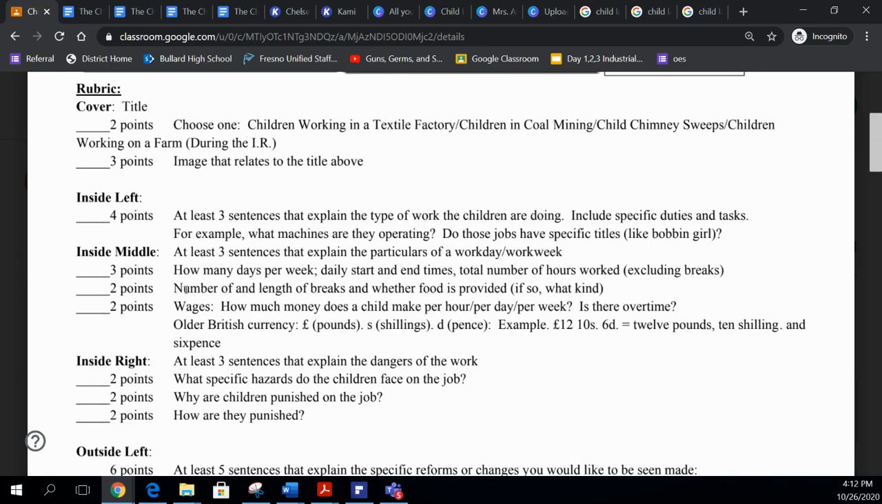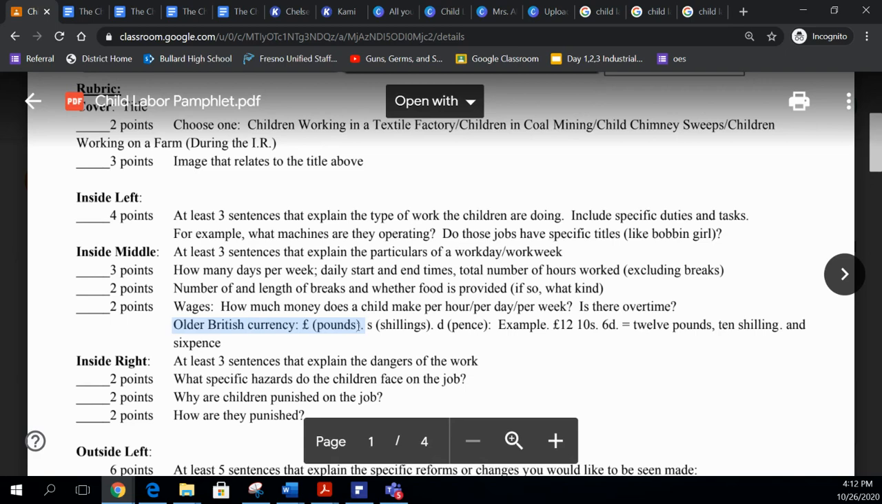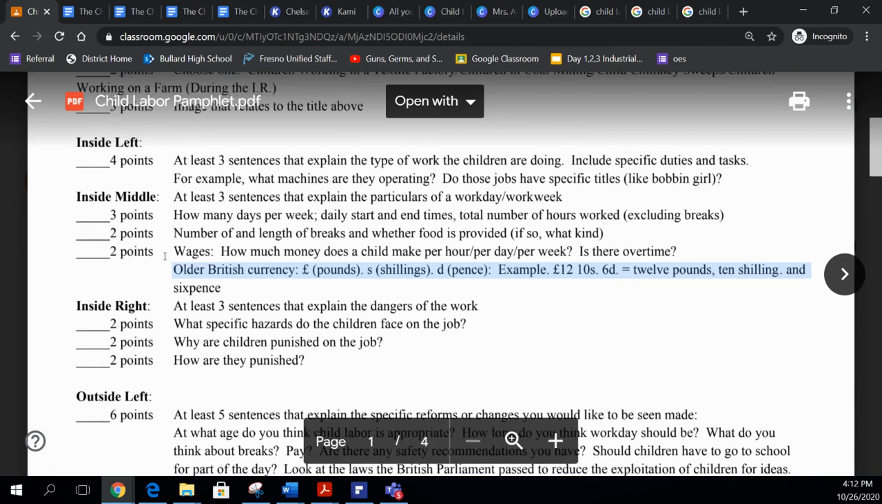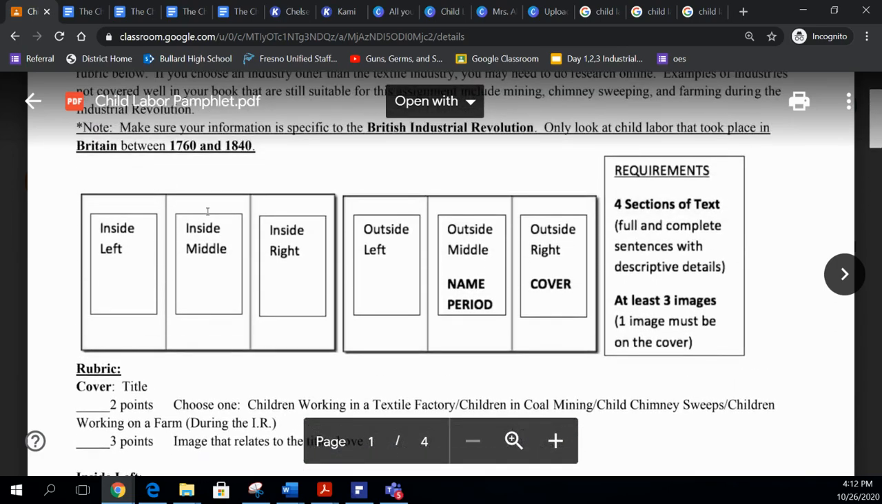And you're going to calculate this using British currency. I don't know the exact conversions of pounds, shillings, and pence. I will work on that for you. But this is basically going to be their pay. So tell me what their pay is in British currency, not in American dollars. So we've done the inside left and the inside middle.